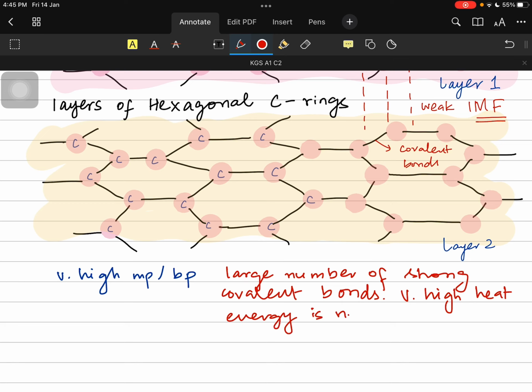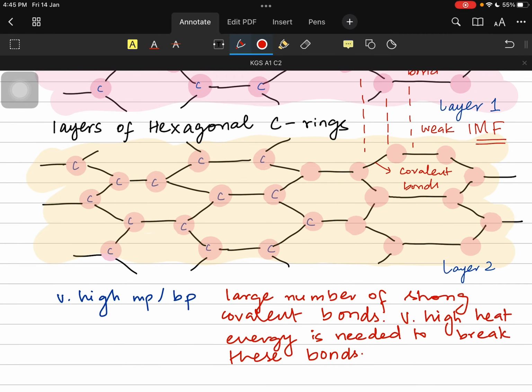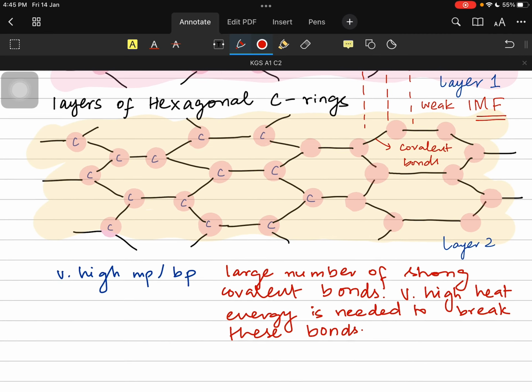is needed to break these bonds and to make the carbon atoms go separate ways, and it is not really easy. So we have a large number of strong covalent bonds. It cannot be broken that easily.